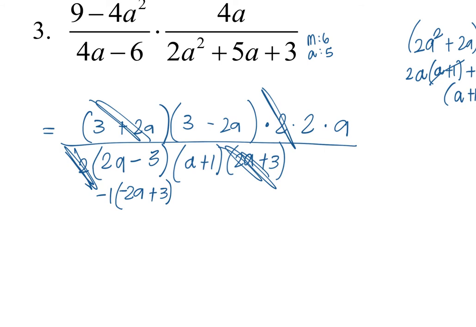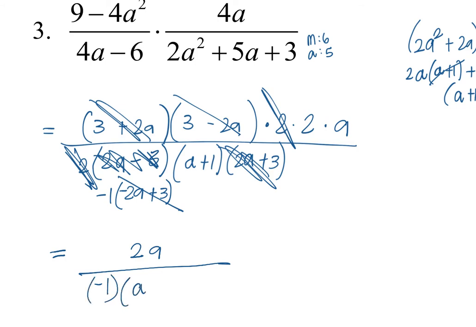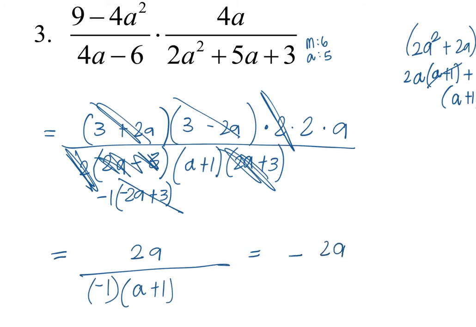Well, and so I rewrote that. Let me scratch it out. Now if I compare it to this, the 3 is positive and the 2a is negative. So they're the exact same, and I'm left with the negative 1. So my final answer, 2a over negative 1, I say it's my final answer, times a plus 1. There's several different ways I could write this. I could just put the negative out front, and I think that's what I'm going to do.